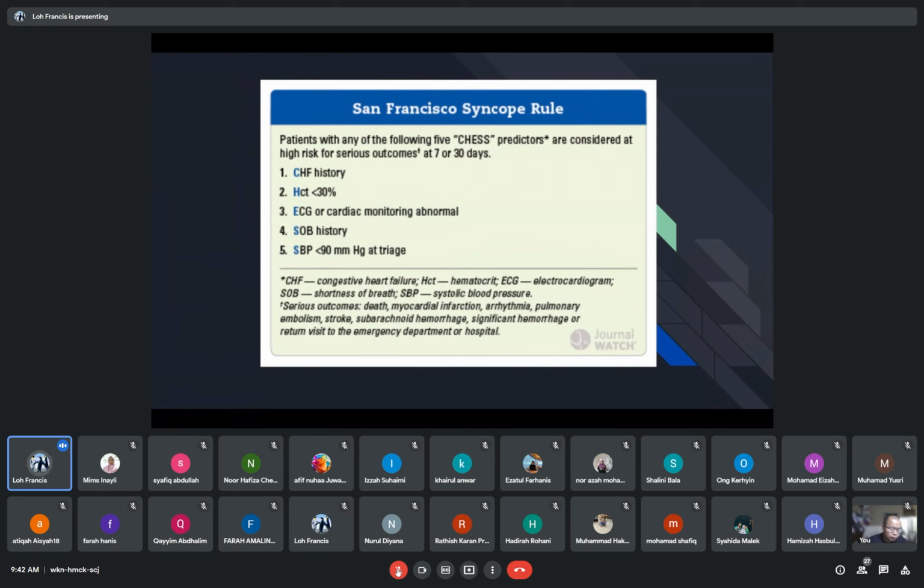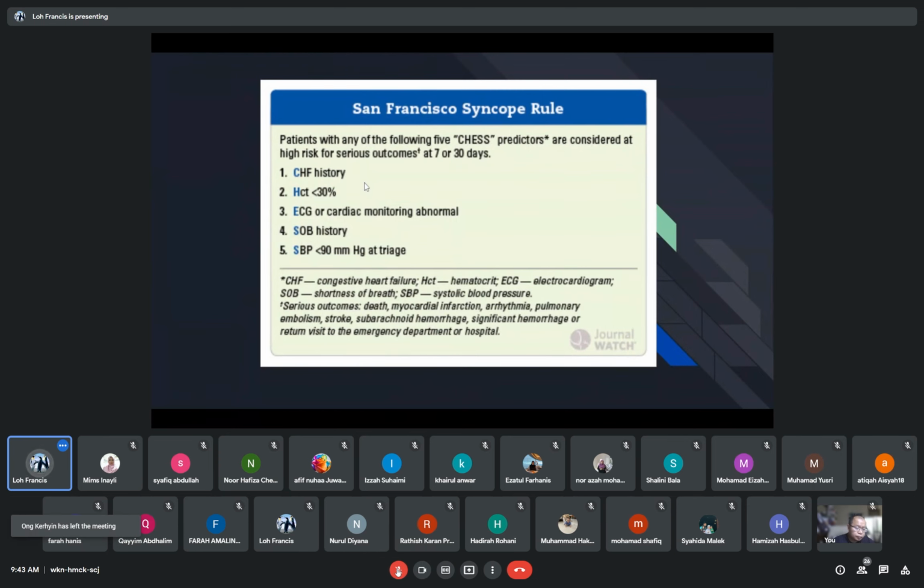So this is the San Francisco syncope rule, which is commonly used by emergency physicians to consider admission or discharge. Any one of these rules positive is considered a high risk patient: a patient with a cardiovascular or heart failure history, hematocrit less than 30%, any abnormal ECG or cardiac monitoring, a patient who comes with breathlessness, or systolic blood pressure less than 90 millimeters of mercury.